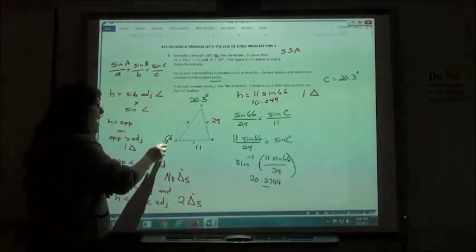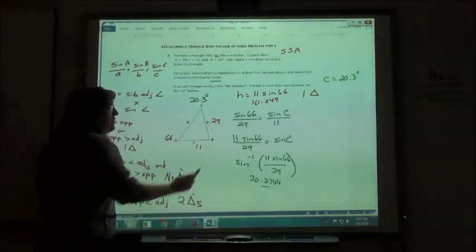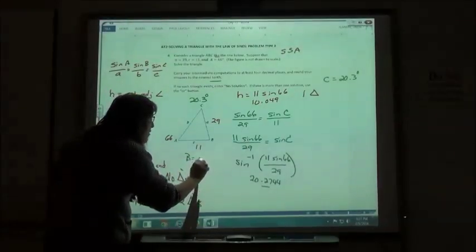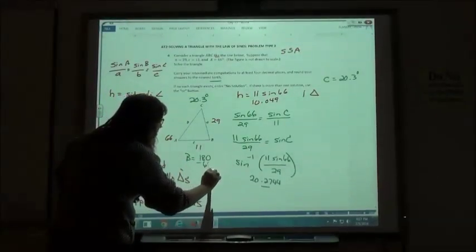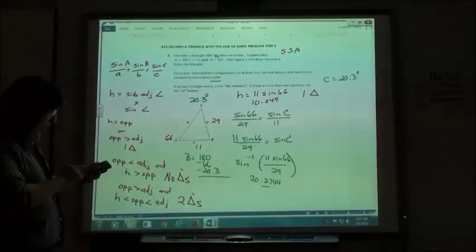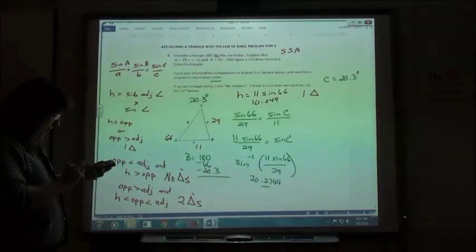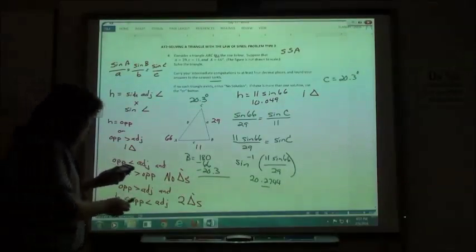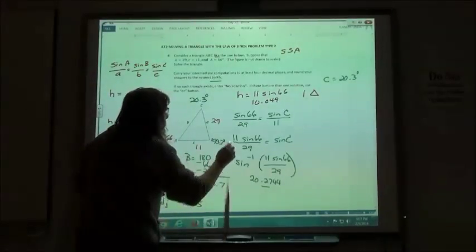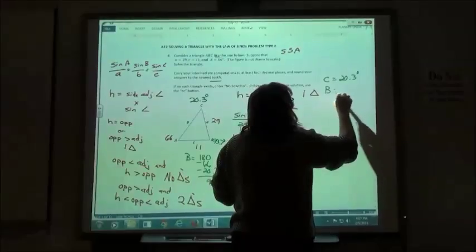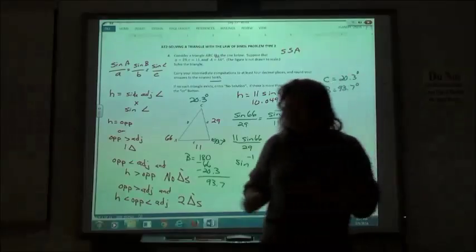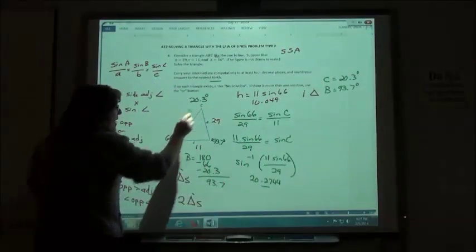Now, we have angle A, we have angle C. Easy enough to find angle B because for angle B we just have to subtract. For angle B, we're going to take 180 minus our 66 minus our 20.3. So, 180 minus 66 minus 20.3 gives me 93.7. So, B is 93.7 degrees.